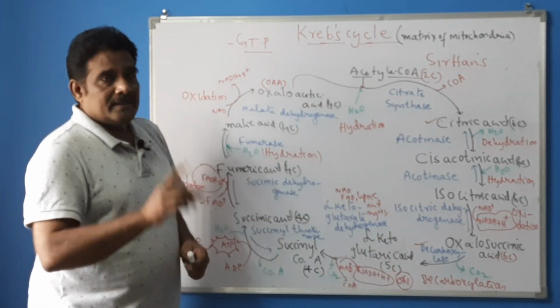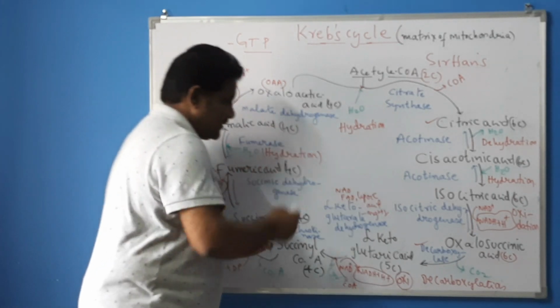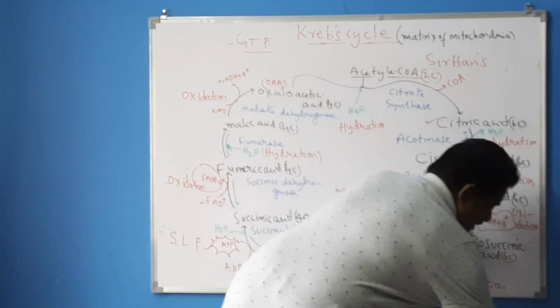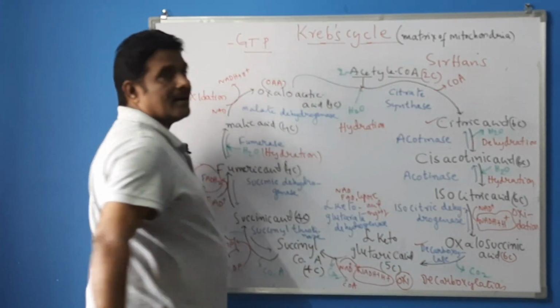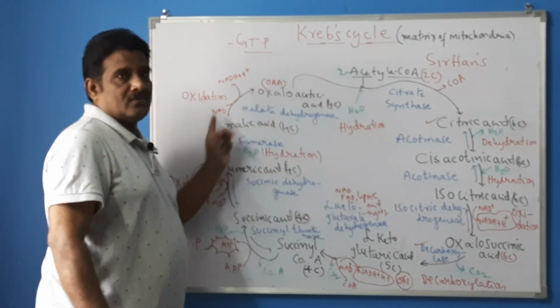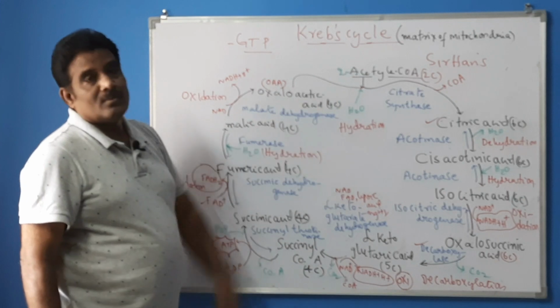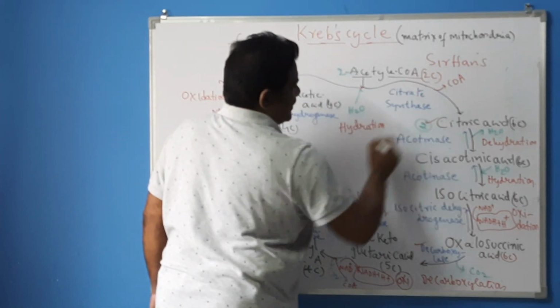But actually, by the end of glycolysis, how many acetyl coenzyme A molecules are formed? 2 molecules of acetyl coenzyme A, not 1. Am I correct or not? So you have to double the number here. I have taken only 1 molecule. This accounts for 1 molecule. By the oxidation of 2 molecules of acetyl coenzyme A, I am doubling: citric acid 2 molecules.